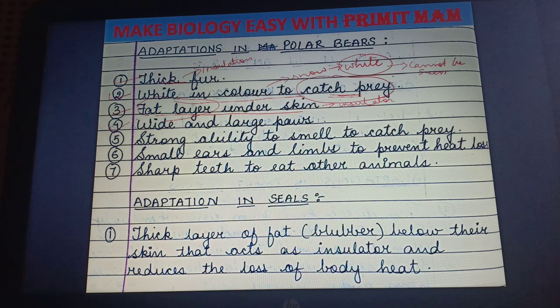The fourth adaptation is they have wide and large paws. They have wide and large paws to catch the prey. Then the fifth adaptation is they have a strong ability to smell to catch the prey. Their ability of smelling is very strong, which means they can come to know whether the prey is present in their surrounding with the help of smell.